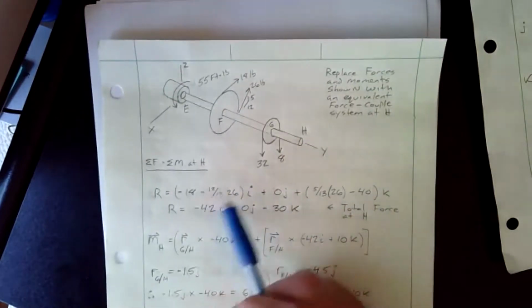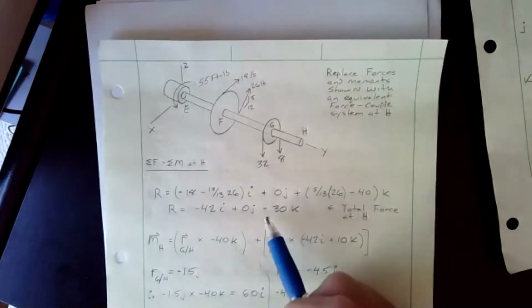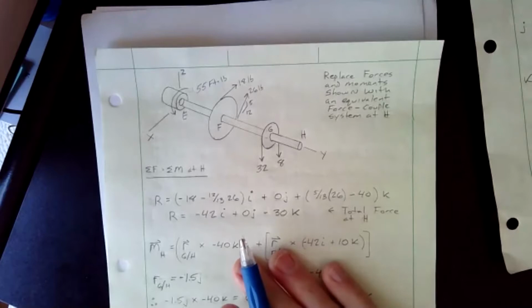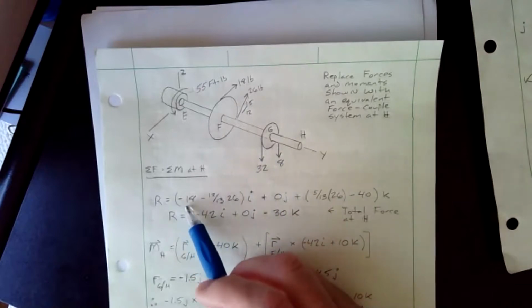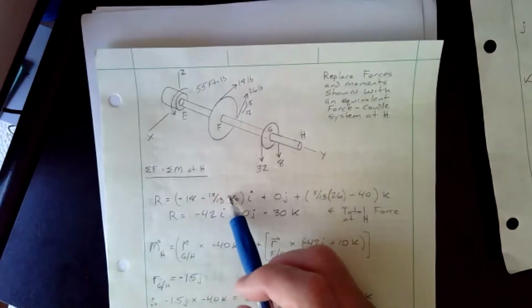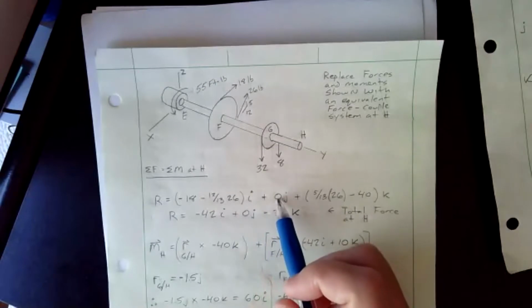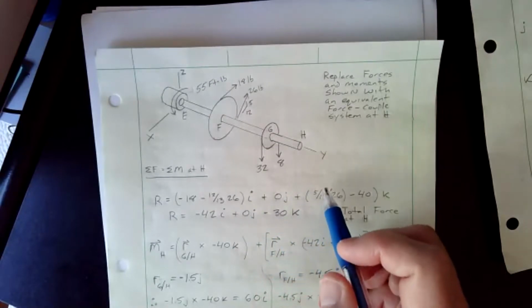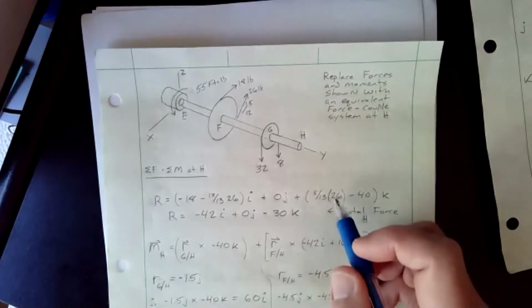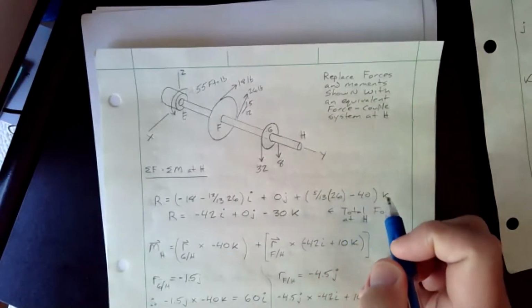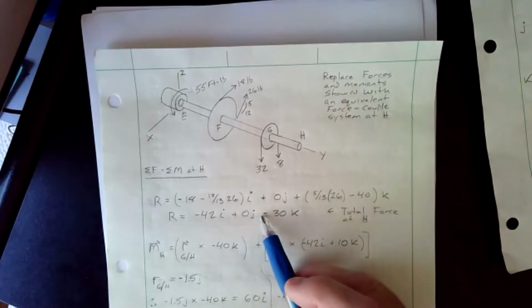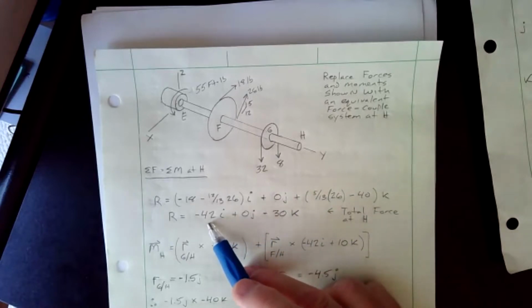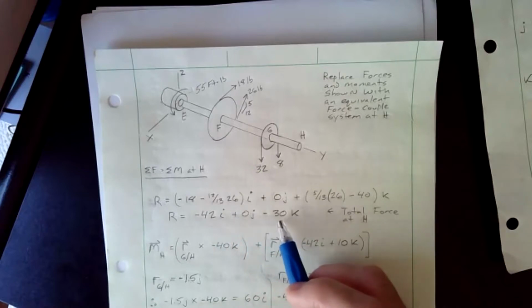So the first thing you're going to do is figure out the total force. Just like any other problem we've done like this, you're going to sum all the forces, and the only forces you have are from these belts. So I have negative 18 in the I, and also 12/13 times 26 in the I, and then 0 in the J, and then plus 5/13 times 26 minus 40 in the K. So if I add it all together, I end up with negative 42I plus 0J minus 30K.